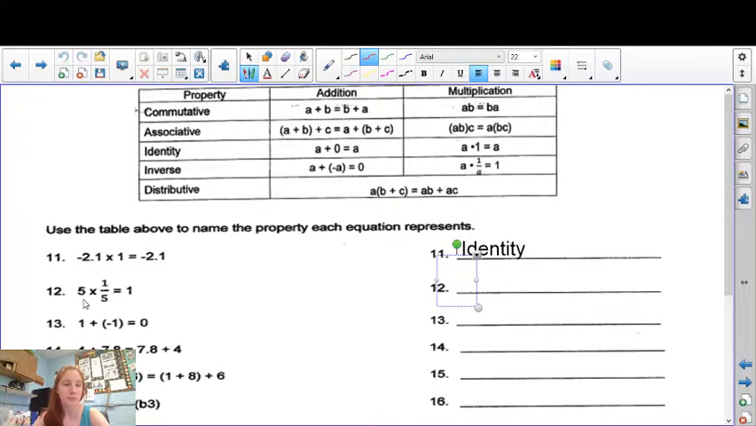Number 12. 5 times 1 over 5 is equal to 1. Well, again, we're looking in the multiplication column. Well, I see I have an answer of 1. Not equal to 1, not equal to 1, not equal to 1. Hey, 1. Well, if you notice, I have 5 and 1/5. Isn't 5 essentially what my a value would be? So a times 1 over a causes them to cancel out to be 1. So number 12 is inverse.